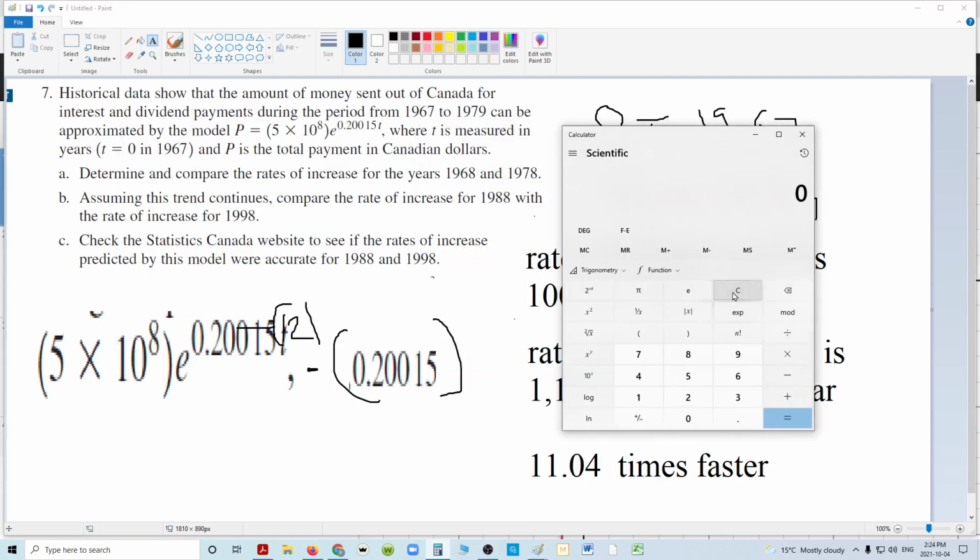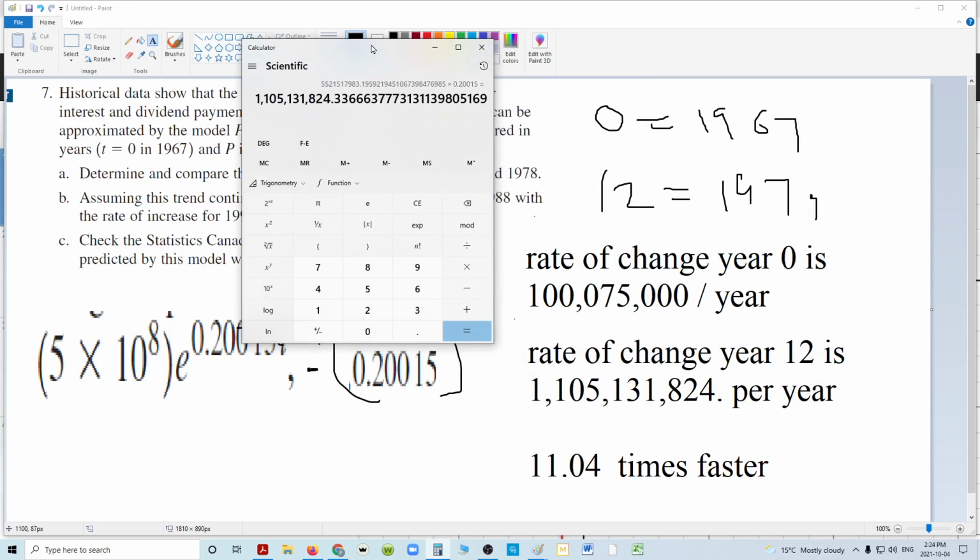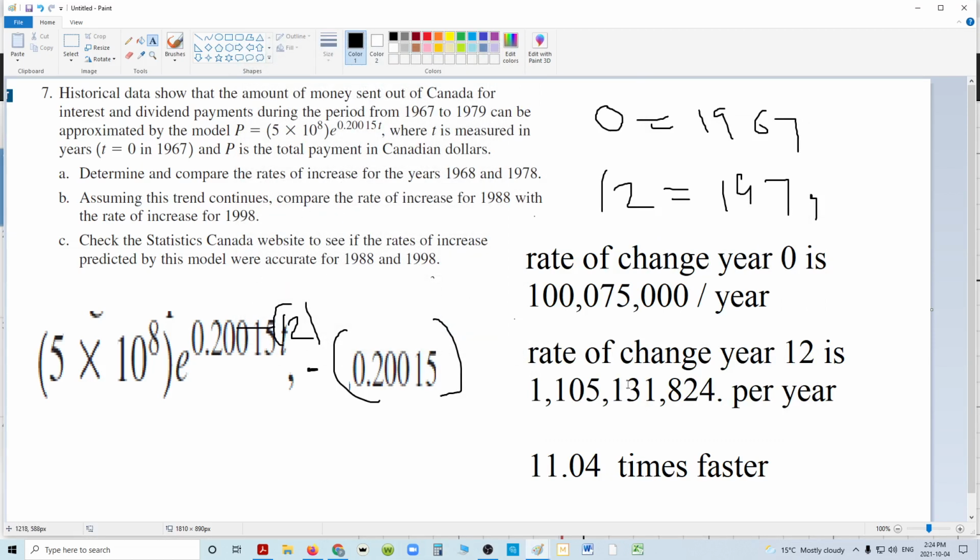And this time I'm going to do e to the exponent of brackets 0.20015 times 12, close brackets, equals. Then I'm going to multiply it by, open brackets, 5 times 10 to the exponent of 8 equals. Then I'm going to multiply that by 0.20015. Yeah, I get the same thing I did before. So I'm going to assume that that's my answer for part A.